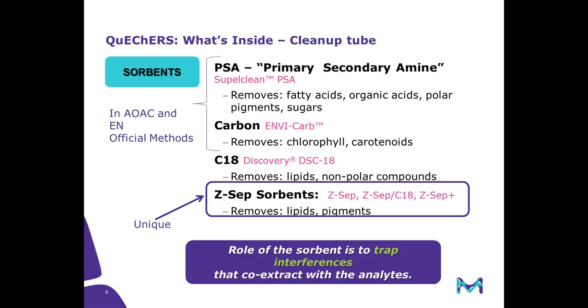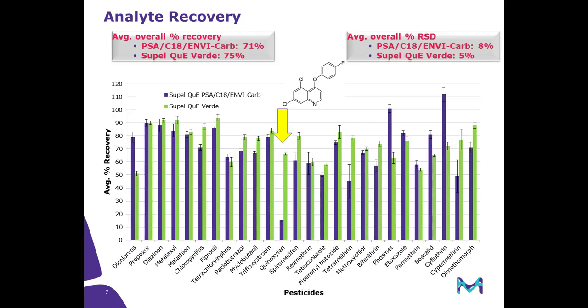And remember that the role of the sorbents is to trap the interferences that co-extract with the analytes, that come out in the acetonitrile layer with the analytes. But at the same time, we do not want those sorbents to remove our target analytes, which are the pesticides. So let's talk about that for a minute. Okay, so when using a conventional mixture that is very common in QuEChERS, PSA, C18, and carbon, which we show in the graph as PSA, C18, NV-carb, that's our version of carbon.